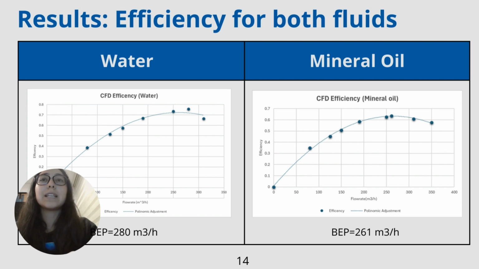We could see that in the water there's an inconsistency, and this could be explained by the viscosity of the water and that this liquid is more turbulent than the mineral oil. Besides, the mineral oil has a better adjustment. Also, with this polynomial adjustment, we can find a global maximum, and this is translated into the BEP.